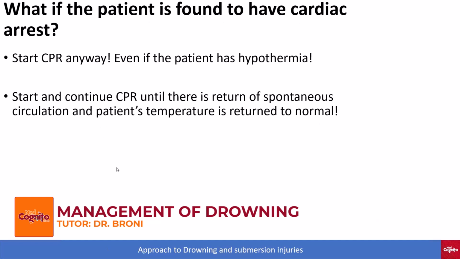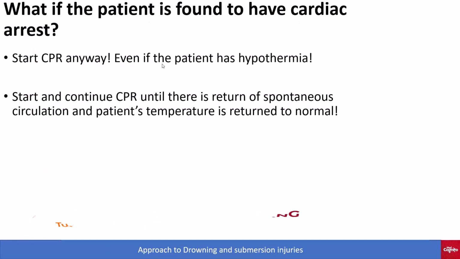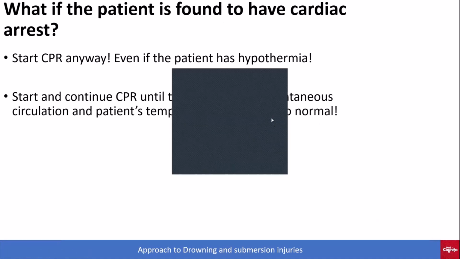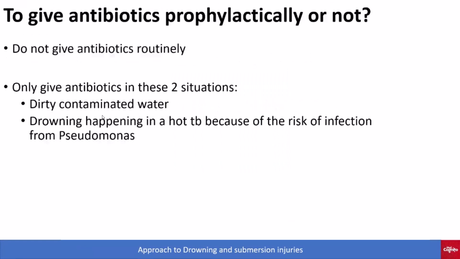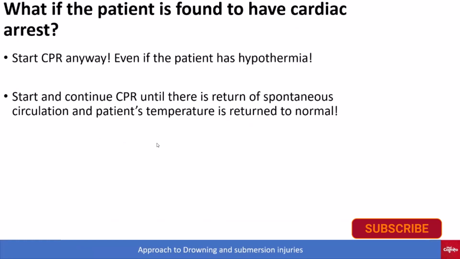What about drowning in a swimming pool? If the swimming pool is clear, there's no need to give any antibiotics. The only time you give antibiotics is, number one, if it is dirty, contaminated water, and number two, if it happened in a bathtub or hot tub, which has the risk of pseudomonas infection. Those are the only two reasons. Don't forget, it's also a board exam.